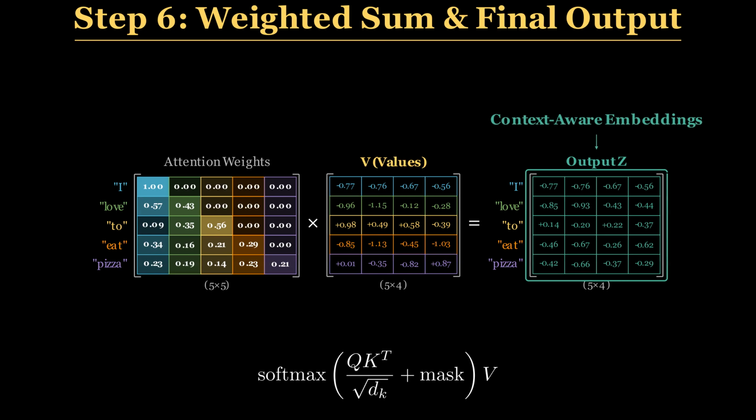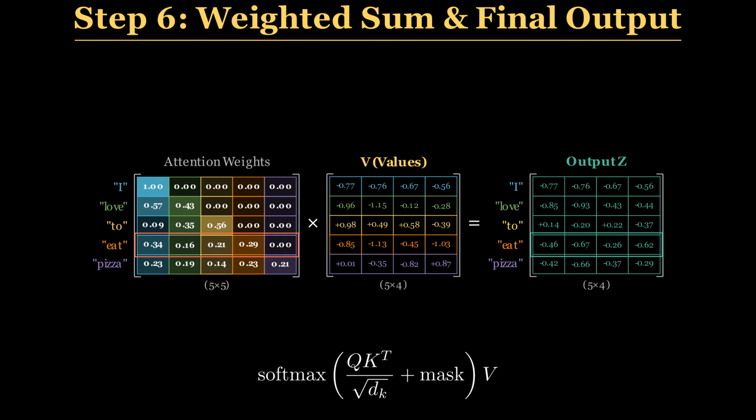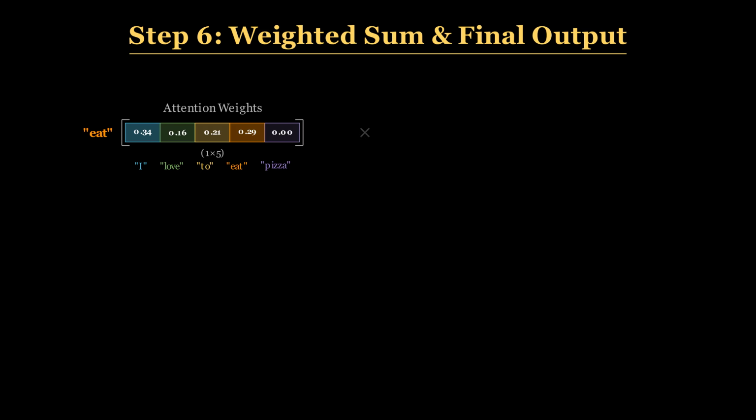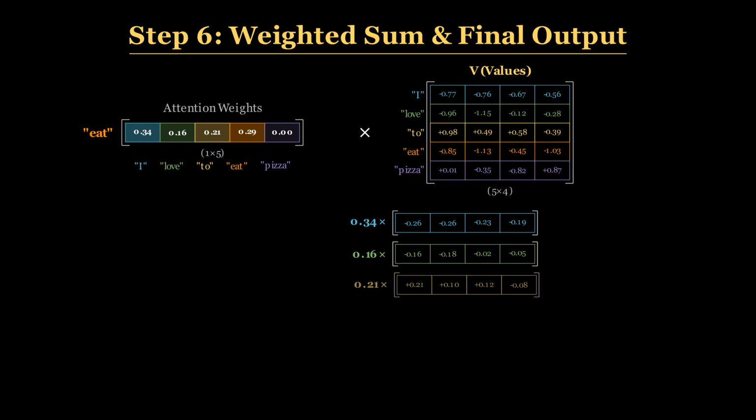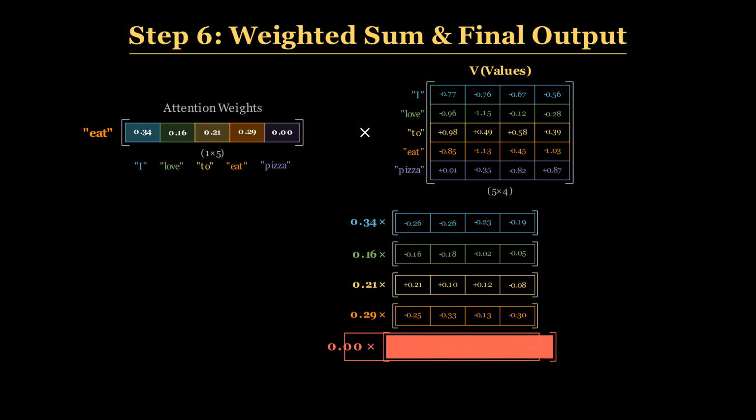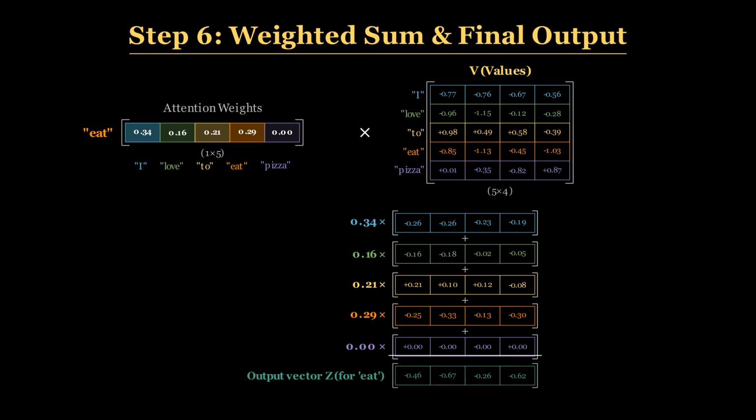This output matrix Z represents our context-aware embeddings. Each row is a representation of a token, now beautifully enriched with information from the words that came before it. Let's look at the calculation for row eat in detail. We use these weights to blend the value vectors together. Each value vector of our past words gets scaled by its corresponding attention weight, but future tokens, like pizza, are multiplied by exactly 0. Finally, we add these scaled vectors together to produce the final output vector for eat.